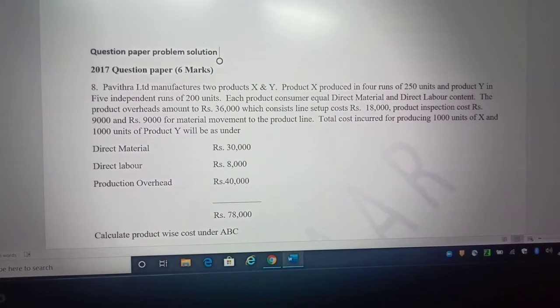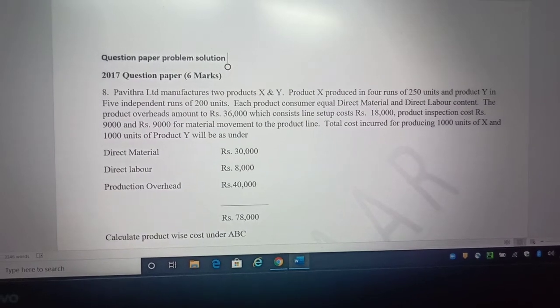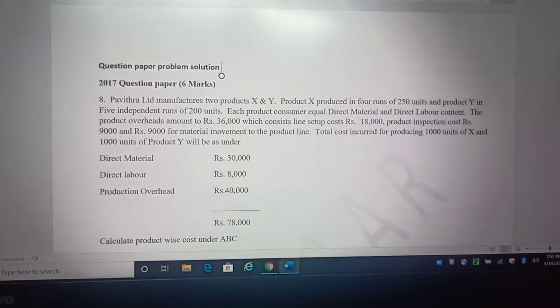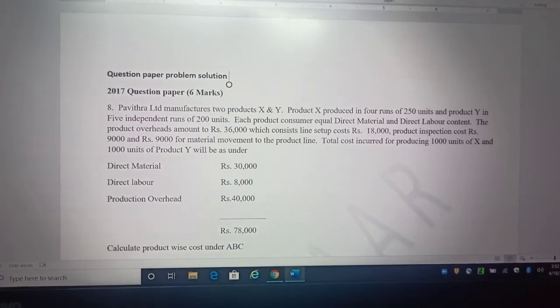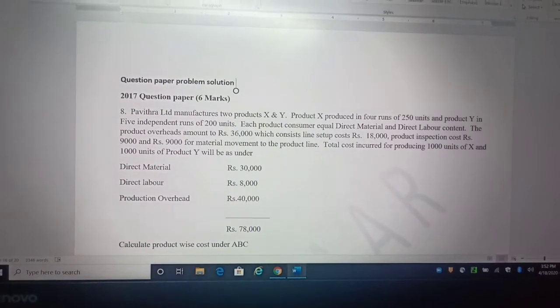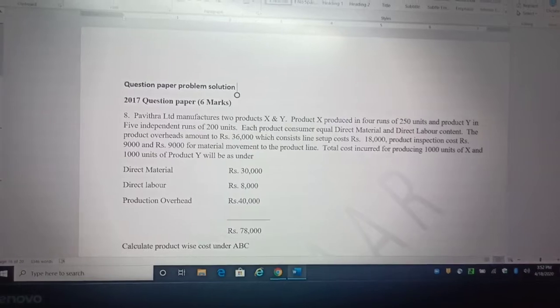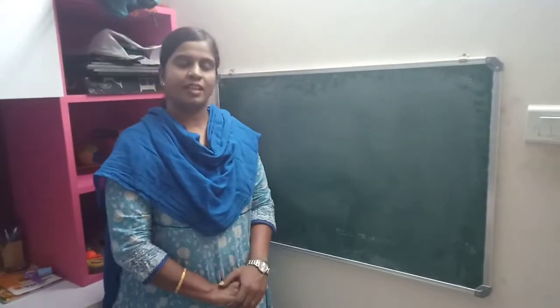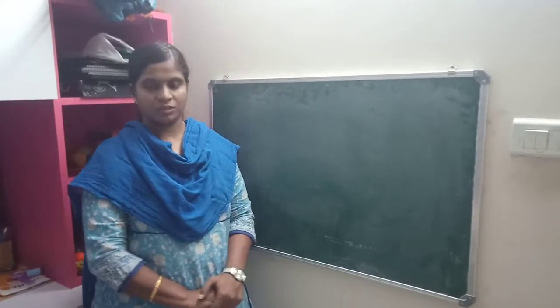Direct material 30,000, direct labor 8,000, production overhead 40,000 rupees. Total cost is 78,000 rupees. Calculate the product wise cost under ABC method. Now I am going to explain how to solve this.